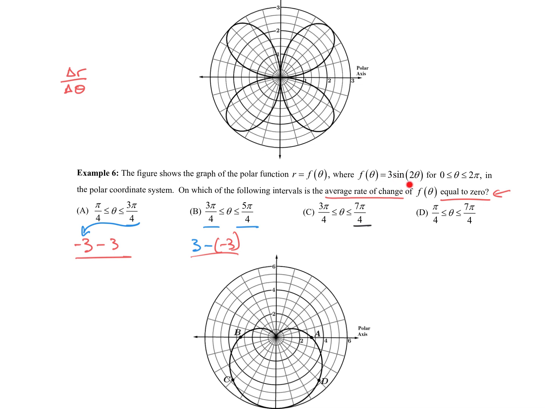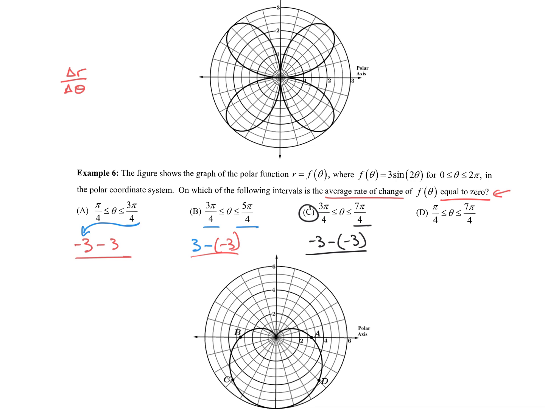And so what's the sine of 3 pi over 2? Negative 1. Negative 1 times 3 is negative 3. So now I have negative 3 minus, now I substitute in 3 pi over 4. Well, we've done that a couple times. What do we get? Negative 3. Well, what happened on that one? They canceled out. So what is my average rate of change on that interval? 0.